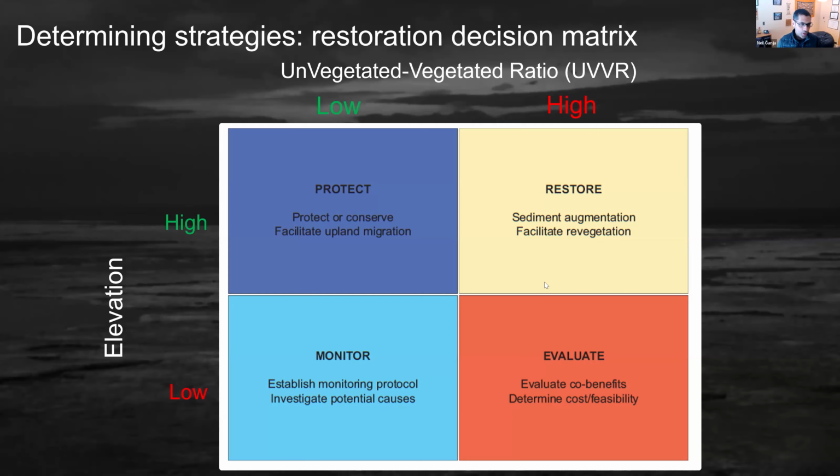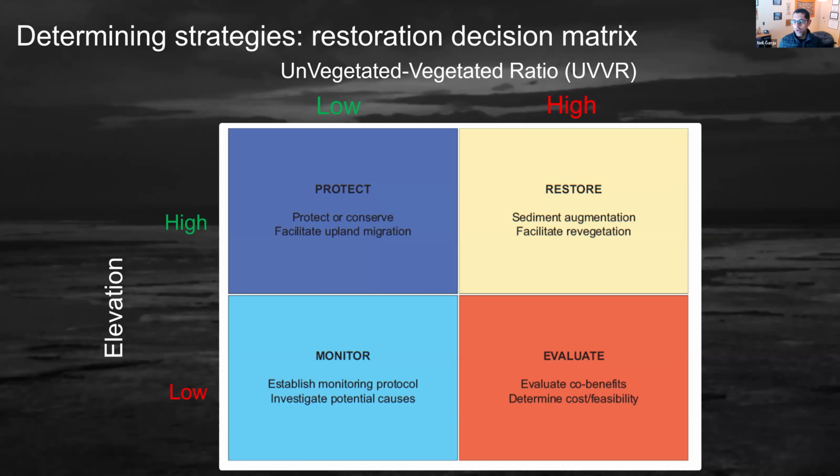So if you're in this top left quadrant, you're a marsh that's high in elevation and low UVVR. So you're fully intact. So nothing really to do other than protect that unit, facilitate upland migration. If you're in the bottom right, you're now a marsh unit that's having trouble, right? You're low in elevation, you're high in UVVR. So you're both low in the tide frame and you're falling apart laterally.